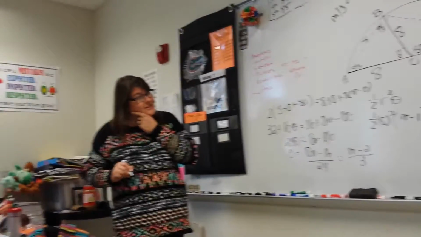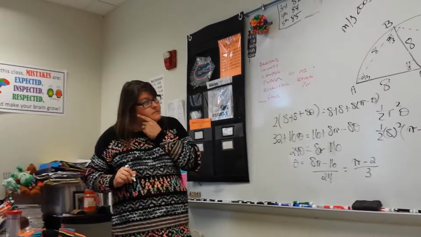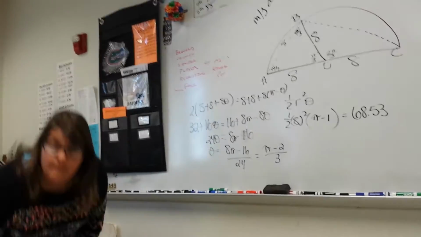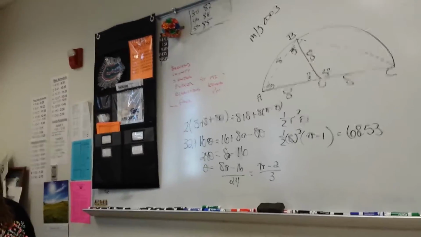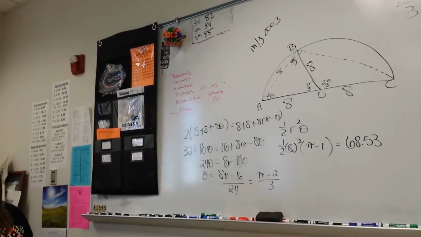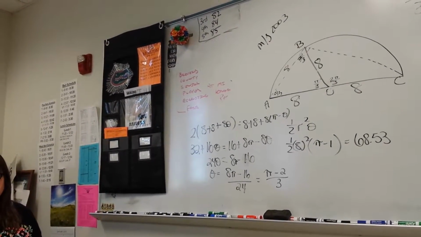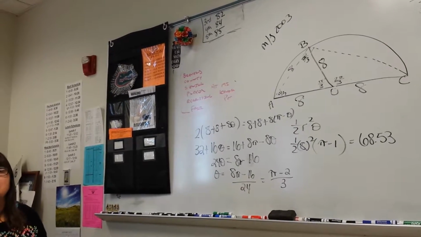How do you know that's 8? Okay, can somebody explain that to him? Because an angle and the side opposite from it always go together. And if they're all the same angle, that means the side opposite from each angle is the same.